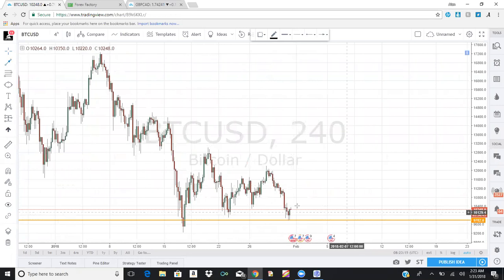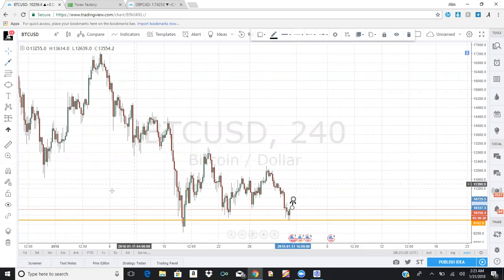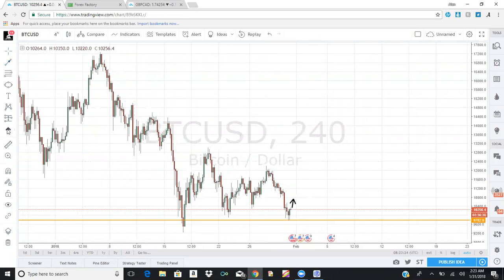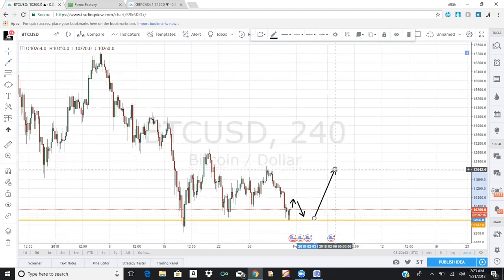So we're looking for that, and then either for it to come down a little bit, like a flag, or come all the way back down and test again. And then I fully expect it to go up to at least 12,000. So it's going to shoot up. Does that make sense? Yeah.